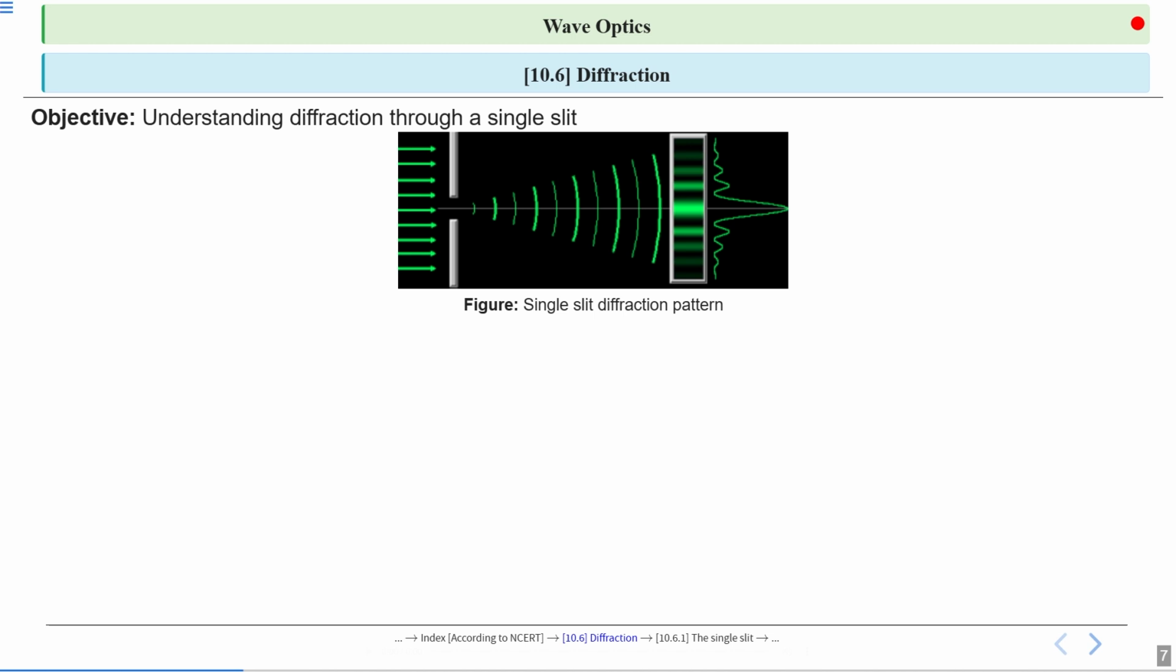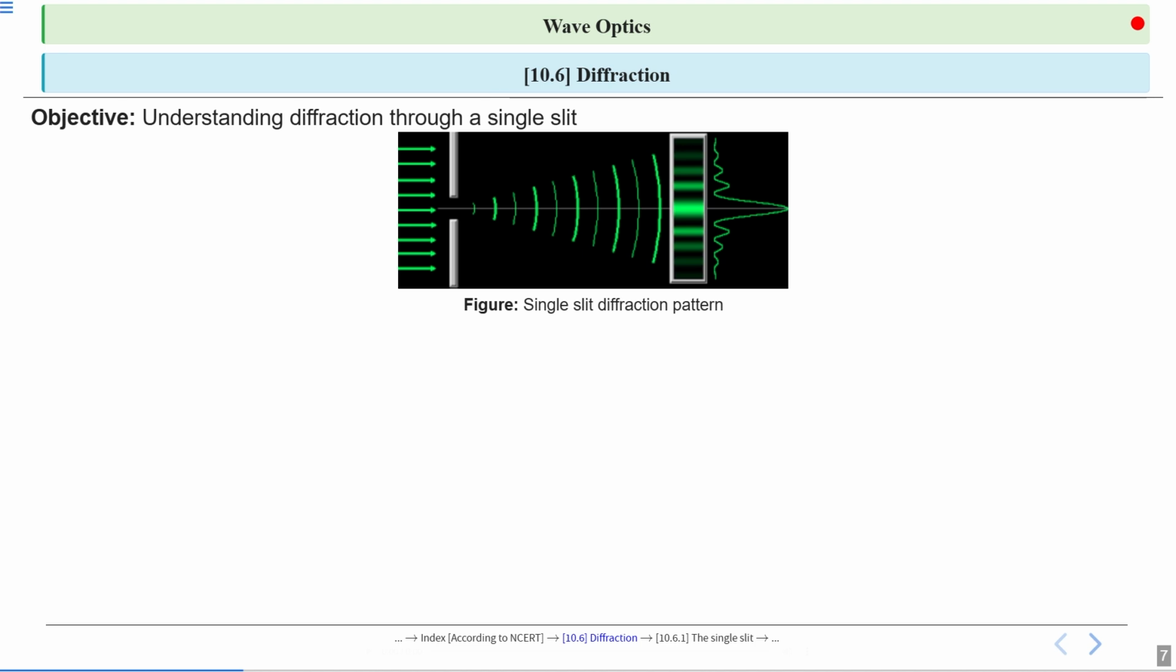So now we are going to explore the concept of diffraction through a single slit. Our objective is to understand how light behaves when it passes through a narrow opening. Take a look at the image on the slide. It shows a diffraction pattern created by a single slit. Notice the central bright region and the alternating dark and bright bands.